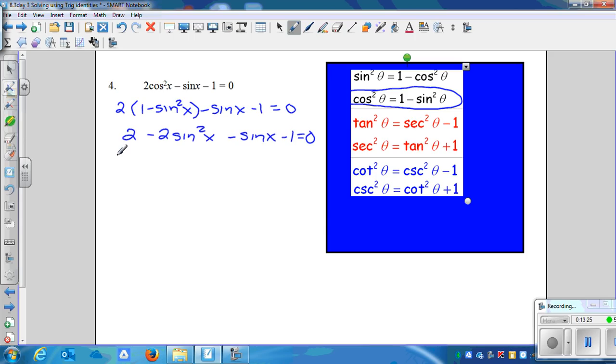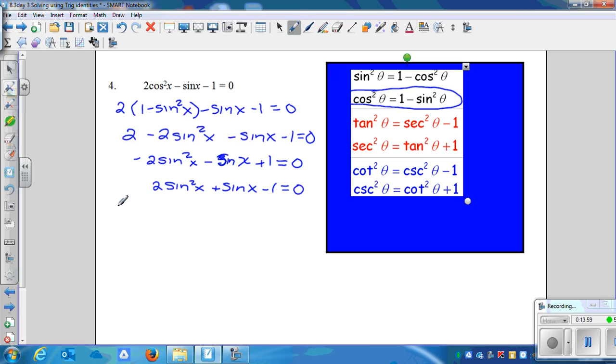And I'm going to go ahead and combine my like terms. So I have negative 2 sine squared x minus sine x. Make sure that's an s there. And then I have a 2 and a minus 1 that are going to give me a plus 1. And I'm going to go ahead and divide every term by this negative 1. I prefer not to work with a leading coefficient of negative. So I've got 2 sine squared x plus sine x minus 1 equals 0.